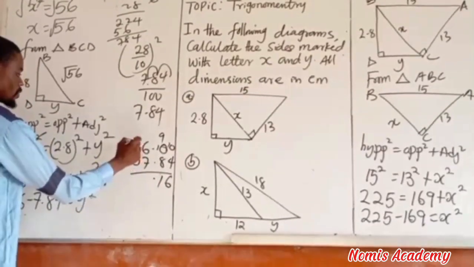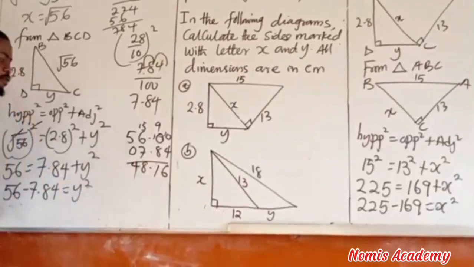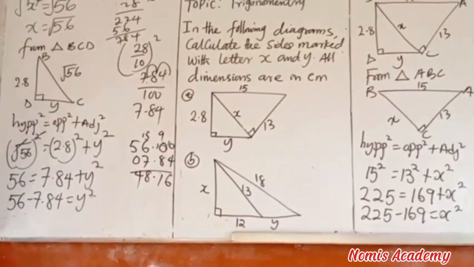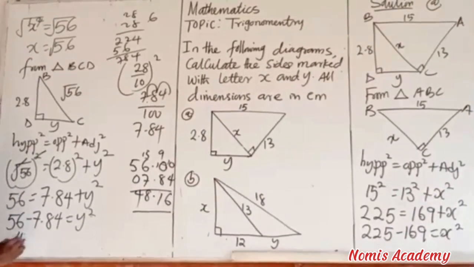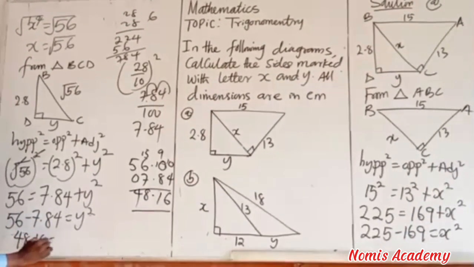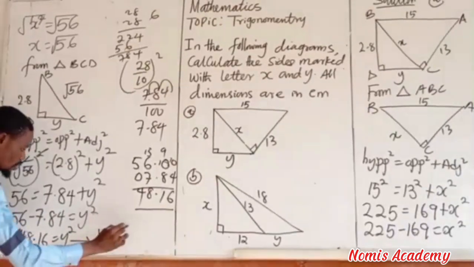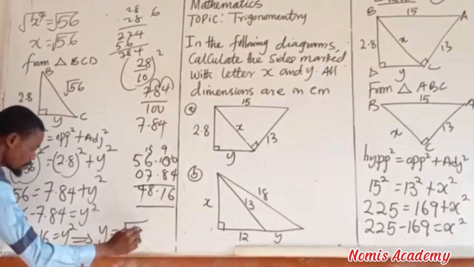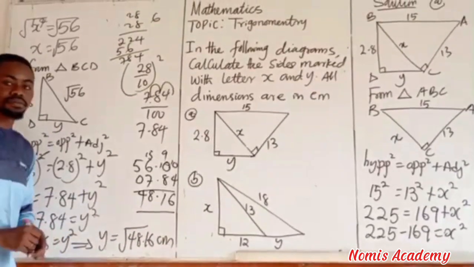Here is now 5. Borrow 1 from here, make it 15. 15 minus 7, we have 8. Here is now 4. 48.16. Very easy. We have 48.16 is equal to y squared, which implies that y is equal to the square root of 48.16 in centimeters. I'll leave my answer in surd form.